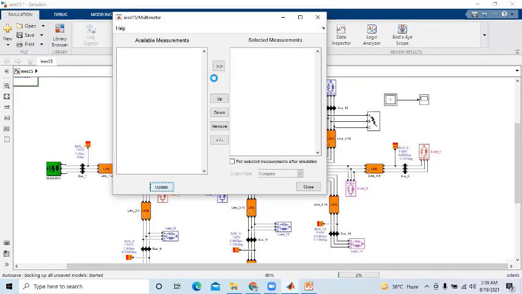Right now we are backing up all the unsaved models and we are going to update the system. Once it has been updated, all the available measurements which you would like to calculate or want to see will be available in this left hand side section. So let's complete it as soon as possible.